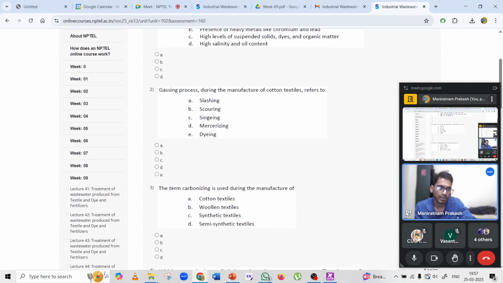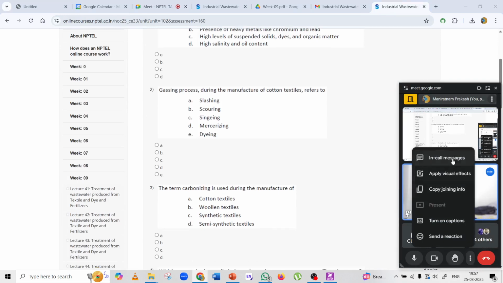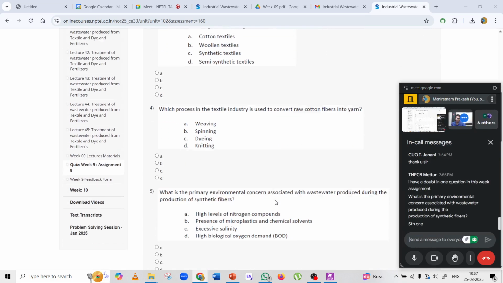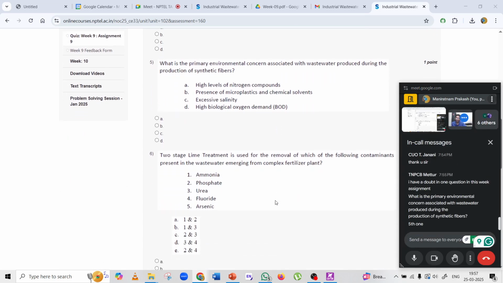Okay, which question? Fifth one. What is the primary environmental concern associated with the wastewater produced during production of synthetic fibers? High level. There was a similar question related to this, na? What is the doubt here?